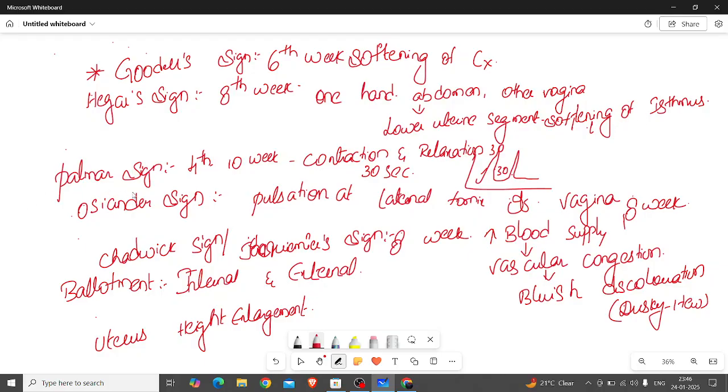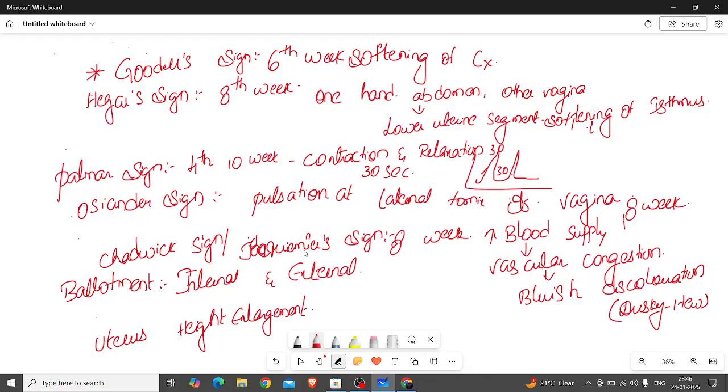Next sign, Palmer sign. It can be felt at the 4th to 10th week, and during this the contraction and relaxation happen every 30 seconds. It will be alternate, 30 seconds contraction and 30 seconds relaxation. Next, Osiander sign. Osiander sign means the heart pulsation felt in the lateral fornix of vagina.